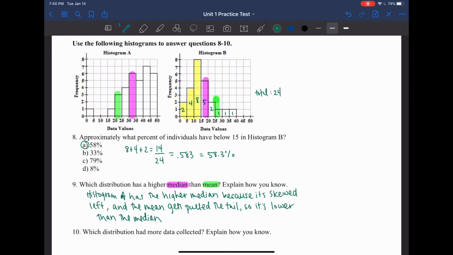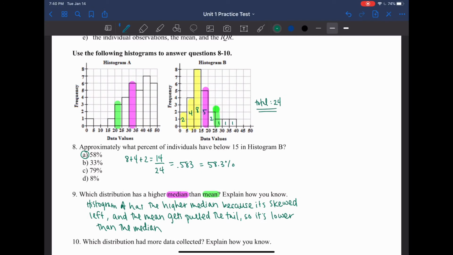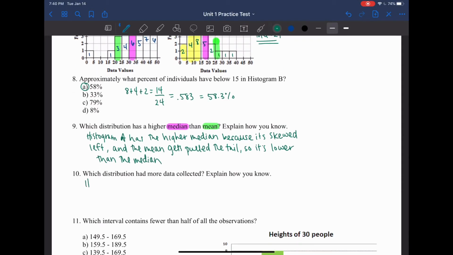All right, number 10 says, which histogram has more data collected? Explain how you know. Well, we know the total number in histogram B is 24, so we need to figure out the total number in histogram A. So there's 1 here, 1, 3, 4, 6, 5, 7, and 6. And when we add those together, we get a total of 33. So that means histogram A has more data. And we know this because when you add up all the bars, it's greater than histogram B.